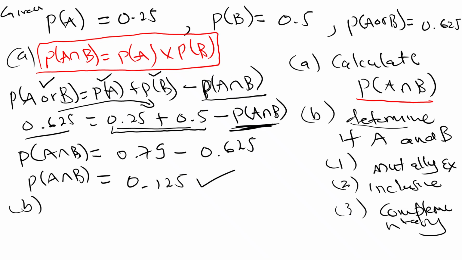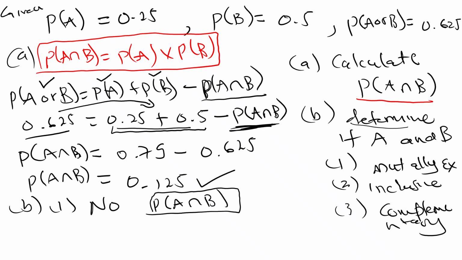And then B, determine if A and B are mutually exclusive, inclusive, complementary. As for number one, are they mutually exclusive? No, they are not. Why? Because they do have a probability of A and B. They do have a common element, so it would be no.